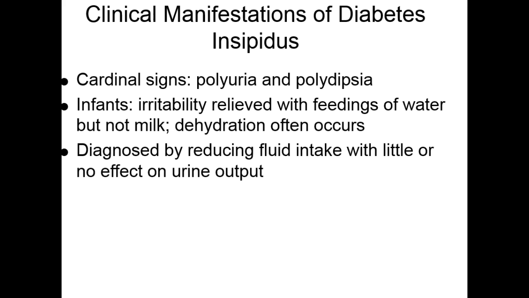In infants, very interesting, and every now and then you'll see this: irritability is relieved with feedings of water, but not milk. Dehydration then often occurs. So this is interesting because the baby's irritable and irritable and irritable, and a lot of times we attribute this just to colic. But every now and then you'll get the mom that comes in, because moms will try everything to get their baby to be calm and not be so irritable. So in all that trial, they'll give them water, and water is the only thing that will satiate them, because they are so thirsty from the polydipsia. You can give them milk and they won't be satiated, but you give them water.